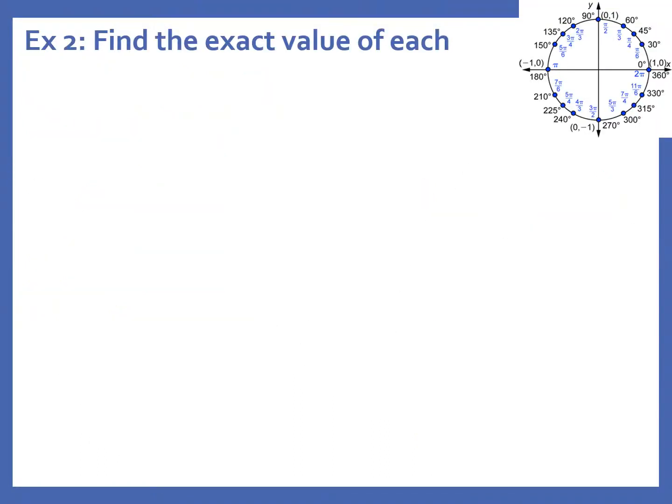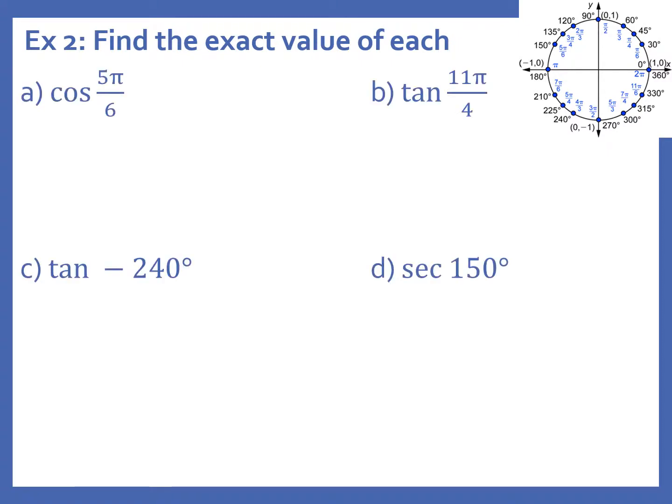We want to find the exact value, so we don't want the approximate value. We want the exact value of each one of these. First thing, draw your Cartesian plane.